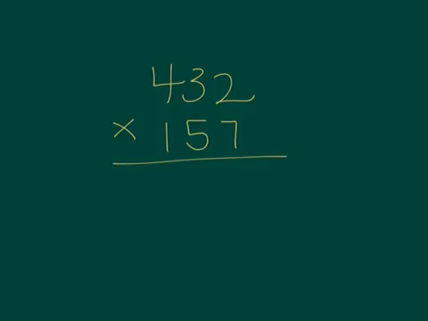We're going to do another example of how to multiply a 3-digit number by a 3-digit number. I'm just going to make up some random numbers. 432 times 157. This time I'm going to try my standard algorithm first. Follow along as we solve this problem.